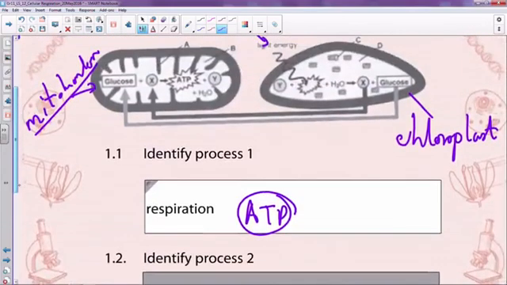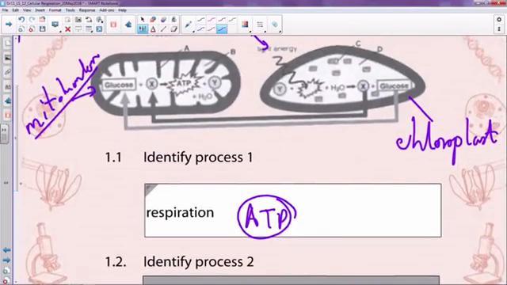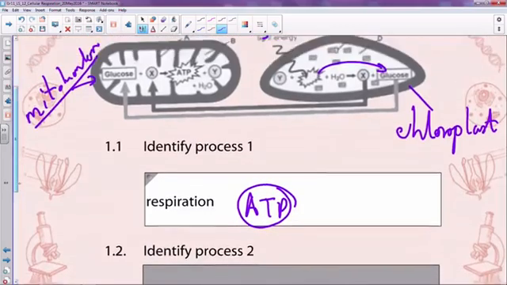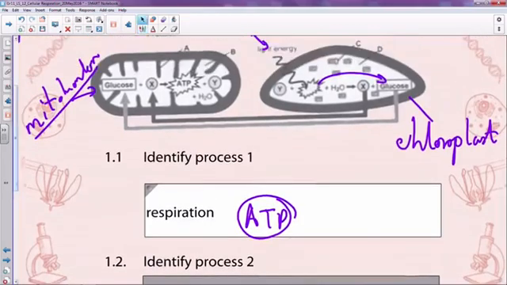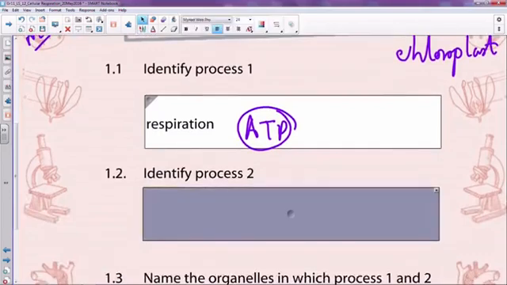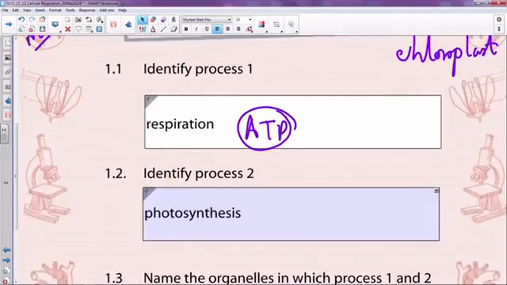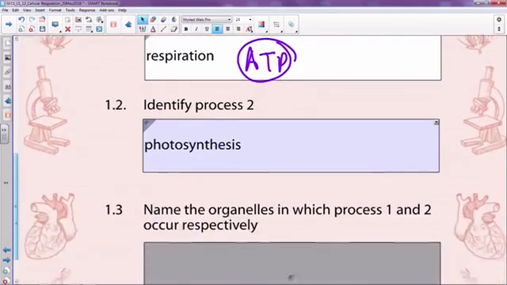And when we look at process 2, guys, here we can see light energy being utilized, and that energy being converted into glucose. And we know that process 2 is a process which we have done in the past, which is known as photosynthesis. Okay, so that's photosynthesis.